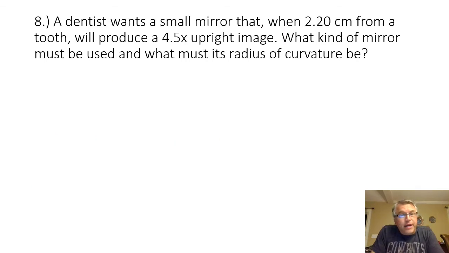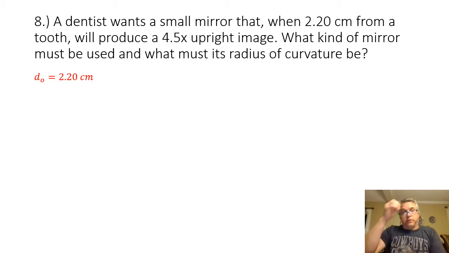Problem 8. A dentist wants a small mirror that, when 2.20 centimeters from a tooth, will produce a 4.5 times upright image. What kind of mirror must be used, and what must its radius of curvature be? So as with the last problem, we are given the object distance, which in this case is 2.20 centimeters. We are given the magnification, which is positive 4.5, and we are looking for the radius of curvature.